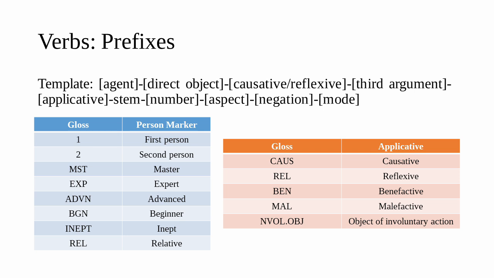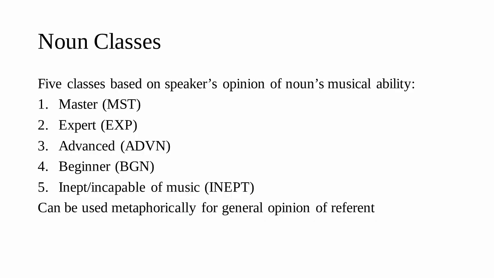Speaking of person marking, apart from the first and second person, Conchord distinguishes 5 classes of nouns based on musicianship: inept or incapable of music, beginner, advanced, expert, and master. This classification is based on the speaker's opinion of the referent's musical ability, but the Conchord-speaking community uses it as a metaphor for the general opinion of the referent.